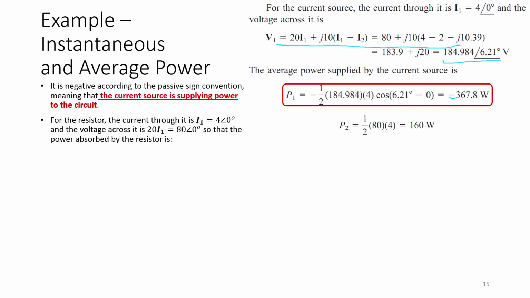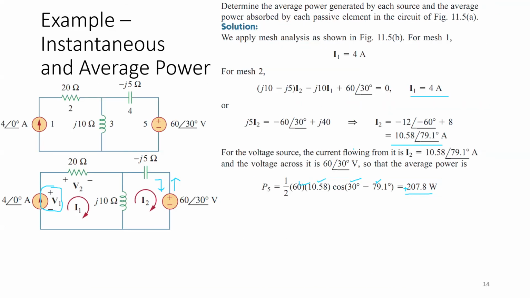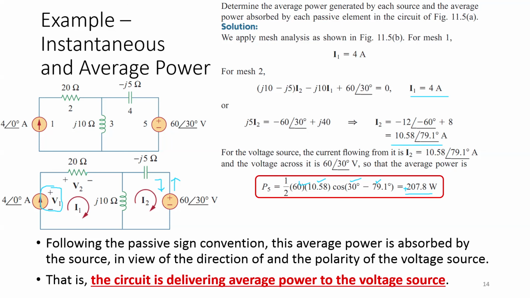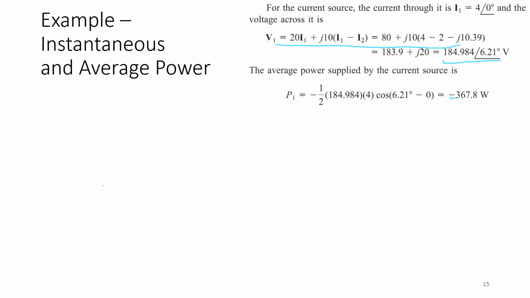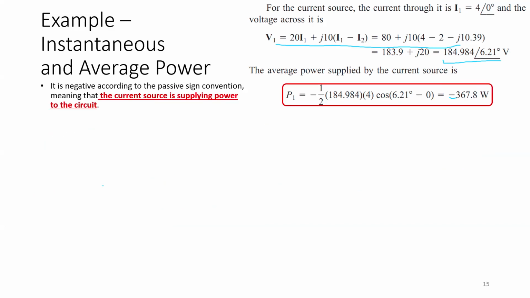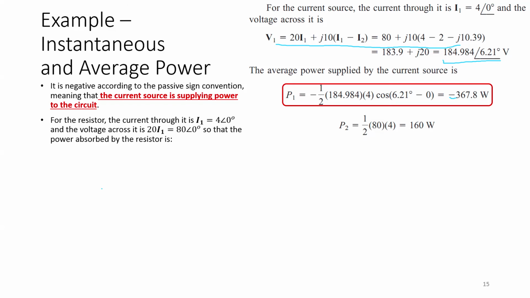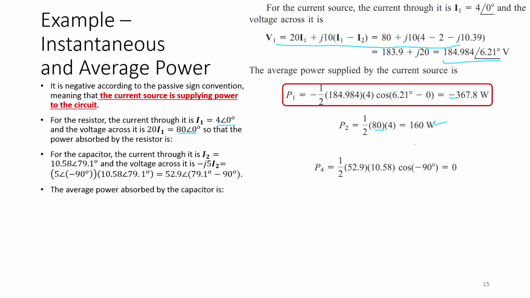And for the resistor, P2 is half of 80 multiplied by 4, because for this resistor the voltage V2 across it can be found, and 4 is its value. The current flowing through it is 4, so the voltage drop across it is 80 volt, and using this similar formula we can see that it's 160 watt.